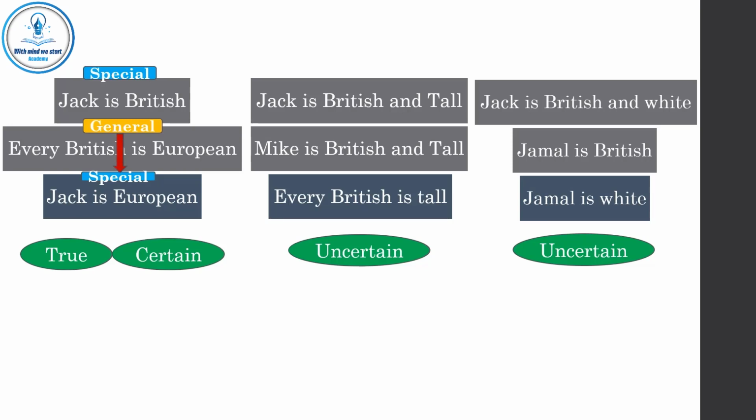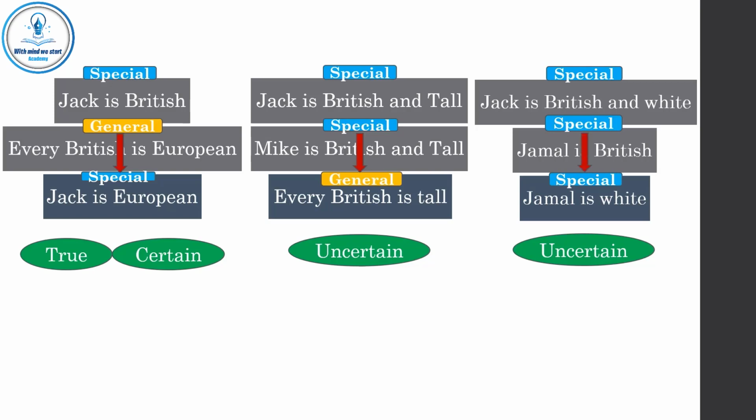In the second example, Jack is British and tall. This is a special one. Mike is British and tall. This is a special one. Every British is tall. This is a general or a universal one. So in the second form, we move from special to general. In the third form, Jack is British and white. This is a special proposition. Jamal is British, a special one. Jamal is white, also a special one. So in the third form, we move from special to special.